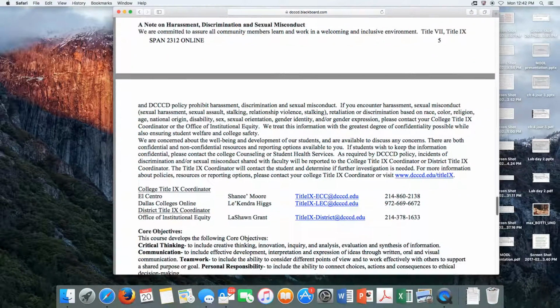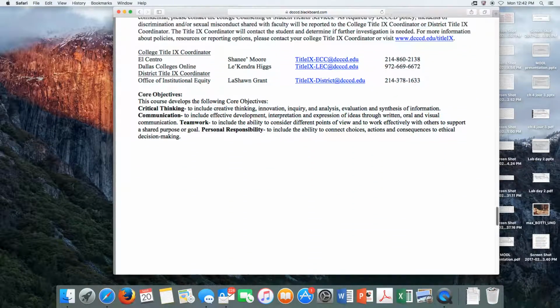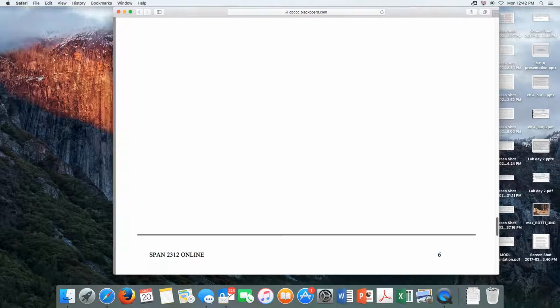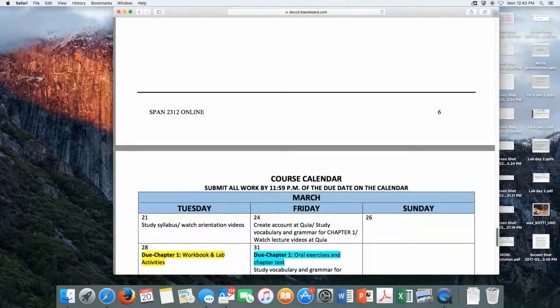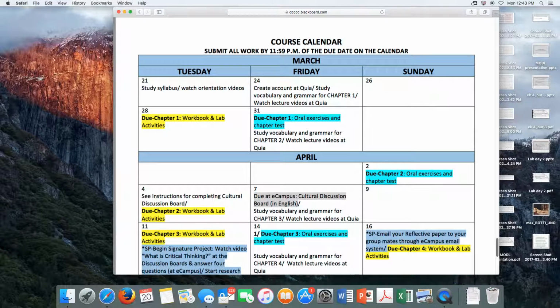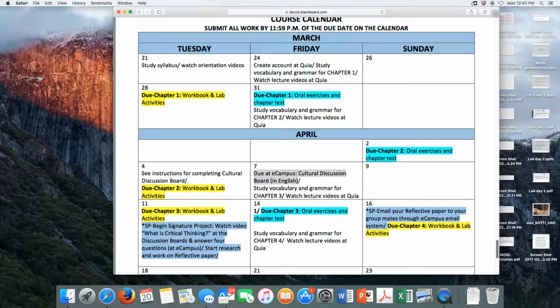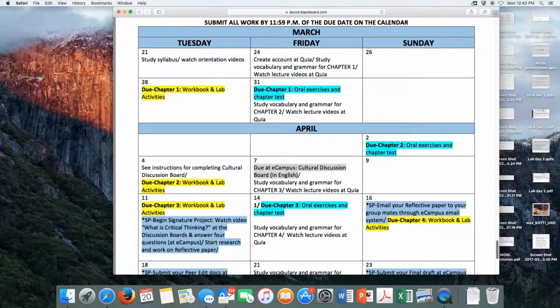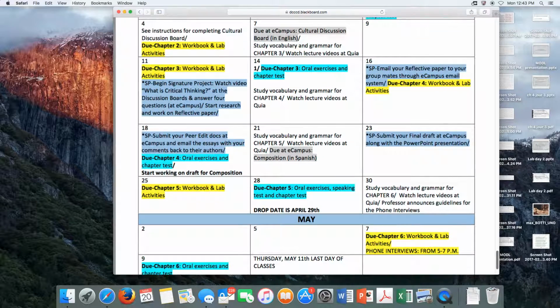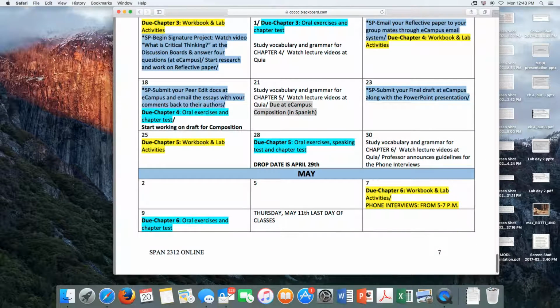I will make a second video regarding how to sign up to Kia if you haven't done so already. And here I have a course calendar which is not very detailed, but I will create a detailed calendar today. So every Tuesday, Friday, and Sunday, you will have stuff that is due, all the way to mid-May, when we have our last day of class, May 11th.